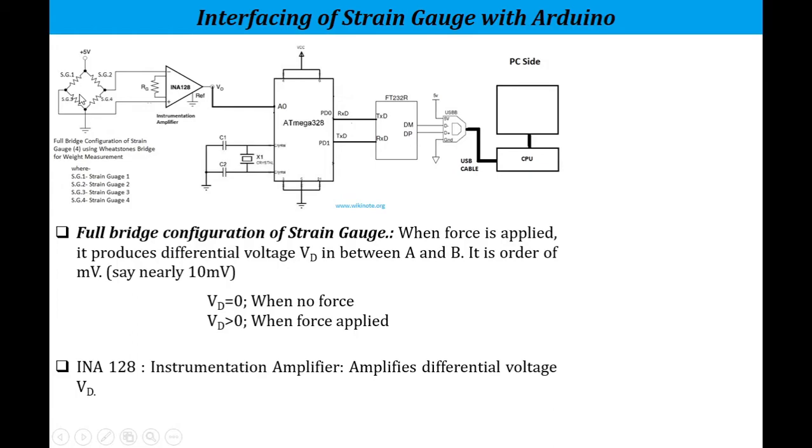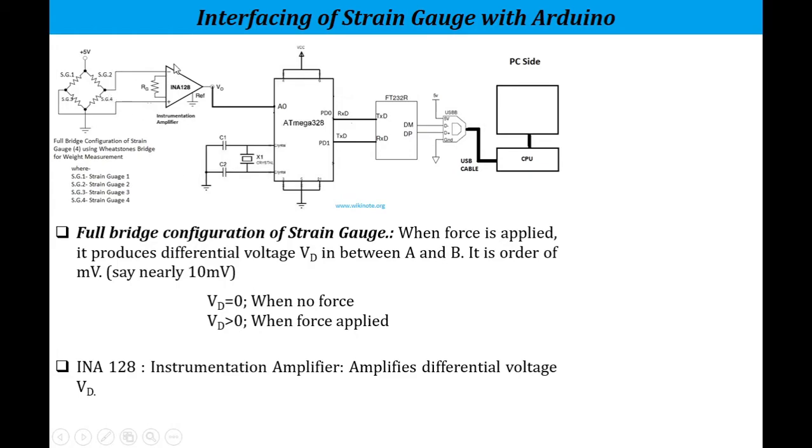Now whenever force is applied, it produces a differential output voltage, which is denoted by VD, between these 2 points. So here you will observe that there are 2 points, A and B. It is in the order of millivolts, that is, nearly equal to 10 millivolts. So whenever VD equals 0, it indicates that no force is applied. And whenever the differential output voltage VD is greater than 0, it indicates that force is applied.